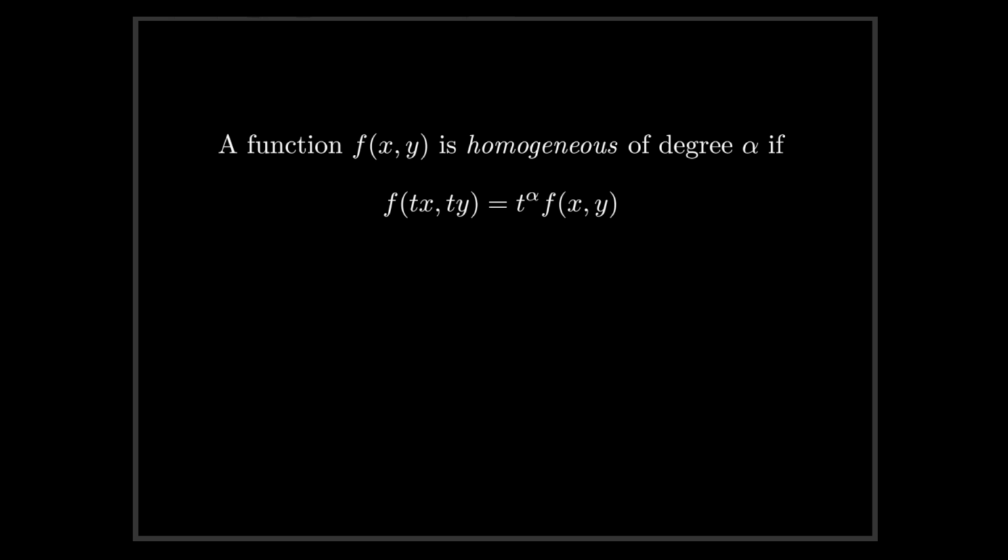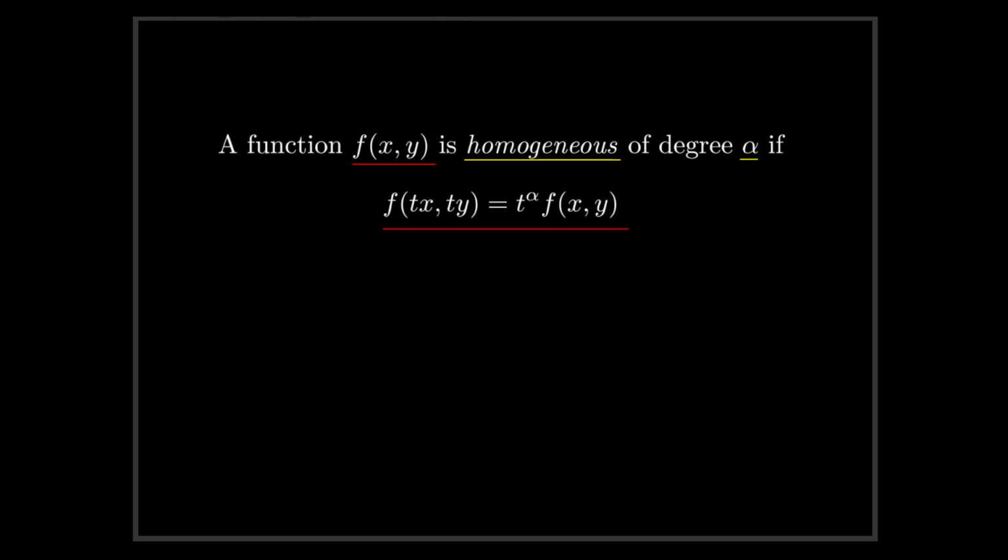Okay, hello everyone. In this video we're going to discuss the concept of a homogeneous differential equation and how to solve it. But in order to do that we first need the concept of a homogeneous function. A function of two variables, f of x, y, is called homogeneous of degree alpha if it satisfies this equation here for all x, for all y, and all t. The only thing that's constant is the alpha here.